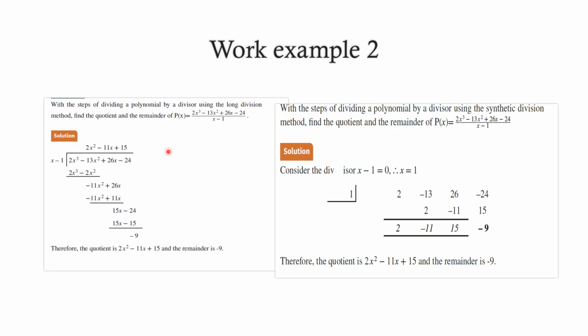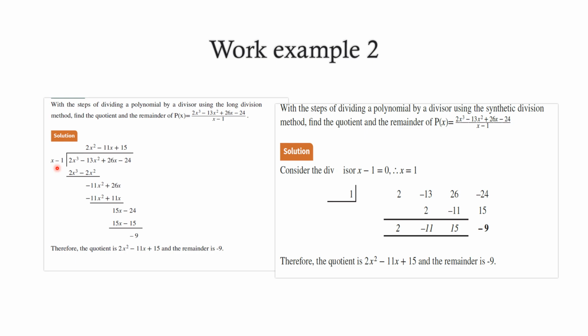So here, let's work on more examples. Example 2 is here. With the steps of dividing a polynomial by a divisor using the long division method, find the quotient and the remainder. So we have an expression here which we need to work on. The dividend will be inside, arranged in descending order. The divisor is outside in this particular form.